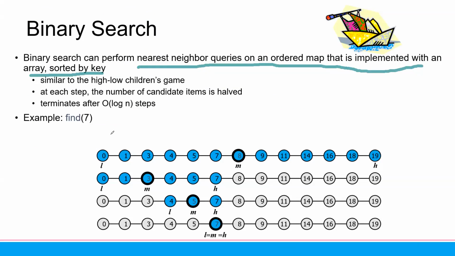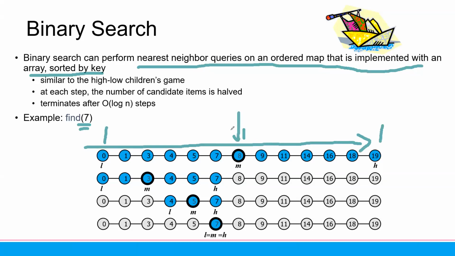So if I have this sorted data, and then I want to find 7, how can we find 7? We have the low, middle, and high. And then we want to check 7. Is 7 the same as the middle, or is 7 less than the middle, or is 7 higher than the middle?